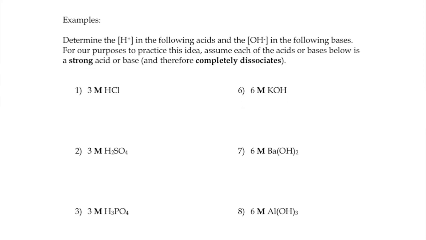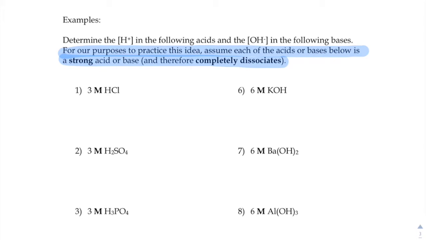So we're going to do this little step up because we're going to need this skill to do the word problem ones. What we're going to do is figure out the H plus or OH minus concentration of these acids or bases. We're going to make this assumption: for our purposes, just to practice this idea, we're going to pretend that all the acids and bases I give you in these problems are strong.